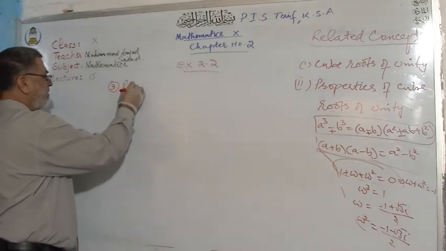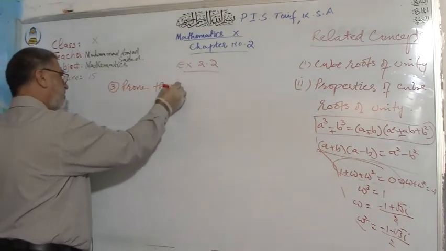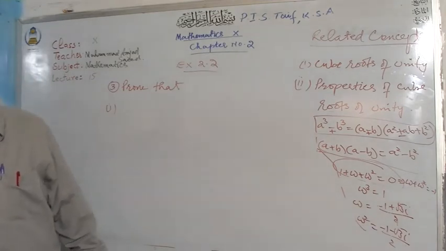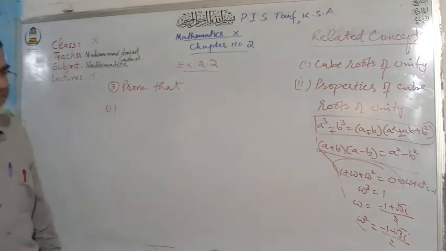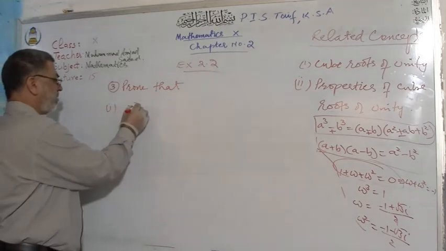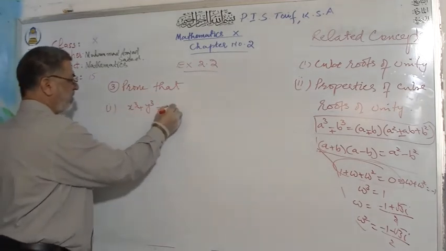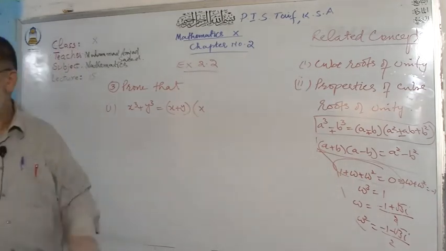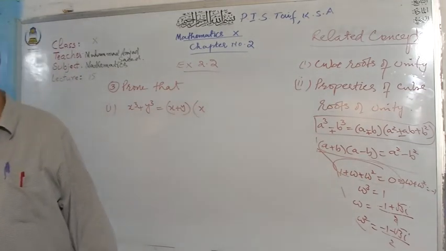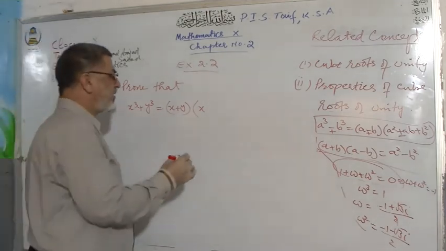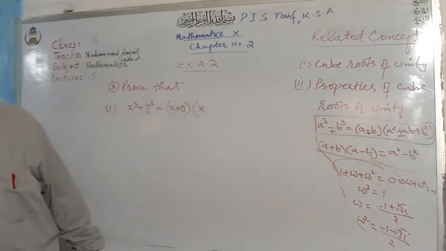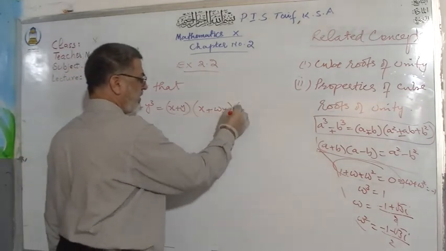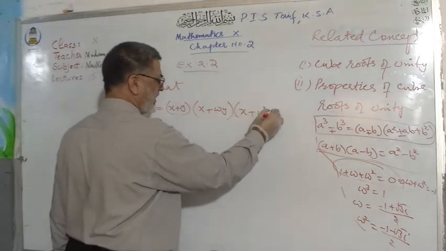Prove that number 1 is x cube plus y cube is equal to x plus y into x plus omega y into x plus omega square y.